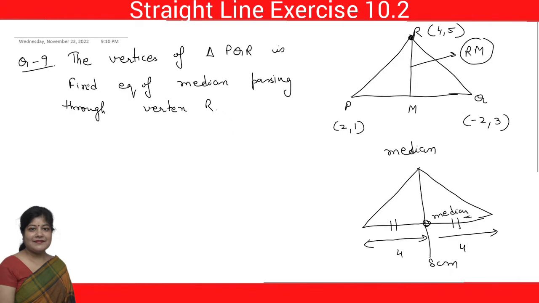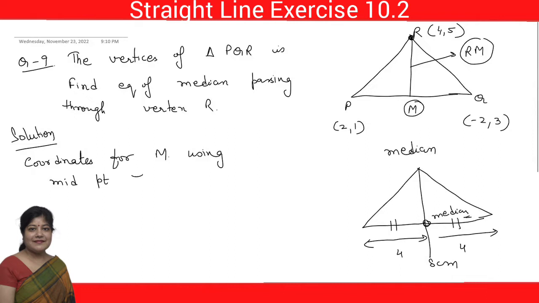So now, how can we find the coordinates of M? Coordinates of M can be found by using the midpoint formula. Do you know what is midpoint formula? No, ma'am. x equals x1 plus x2 by 2, y equals y1 plus y2 by 2. After this, I will take a concept based lecture, then I will explain you.